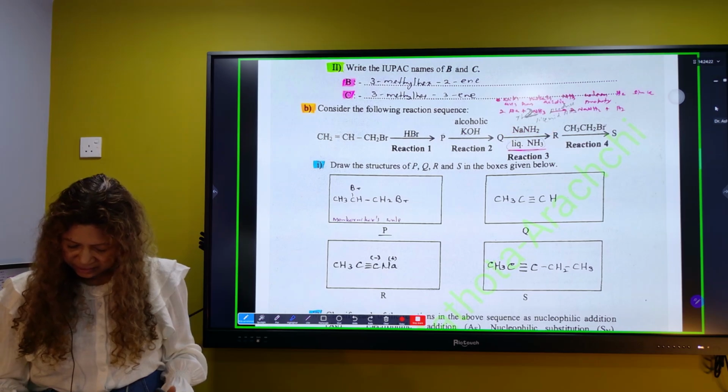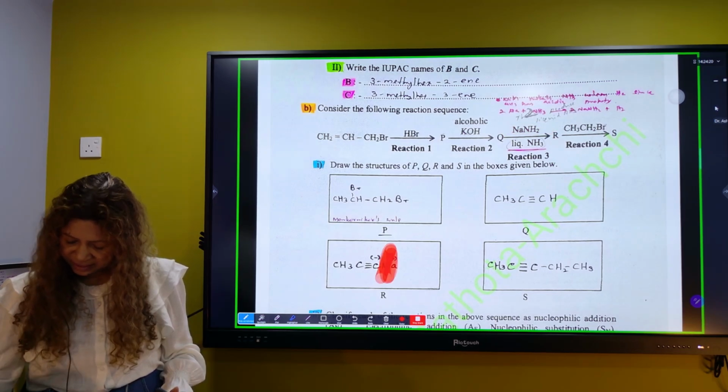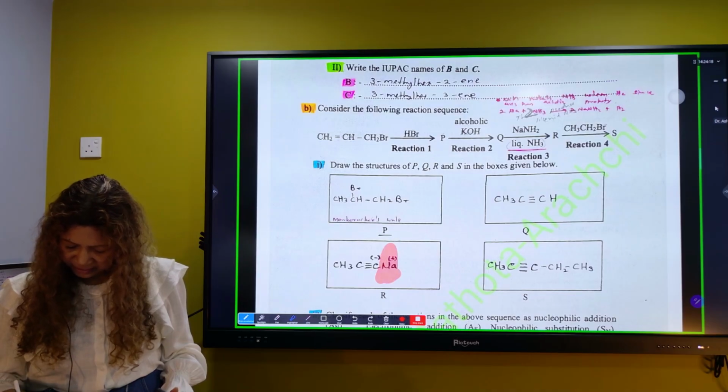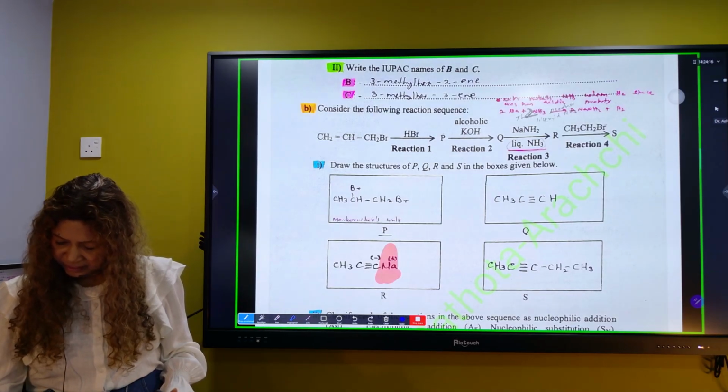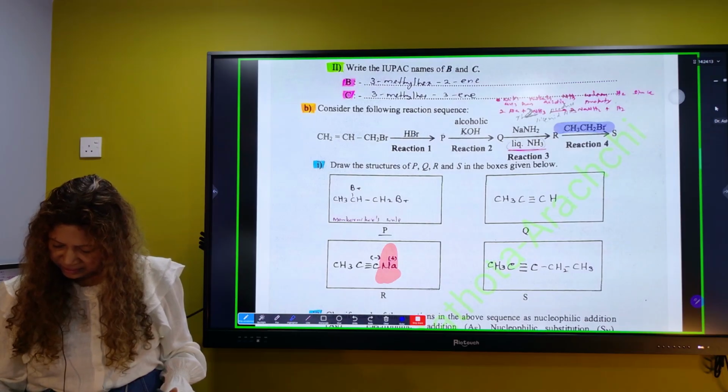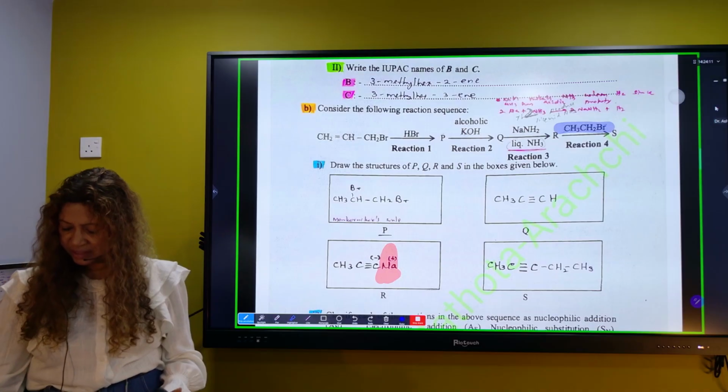This is one of the inorganic questions. So that the terminal carbon gets sodium, and then addition of alkyl halide gives this chain extension.